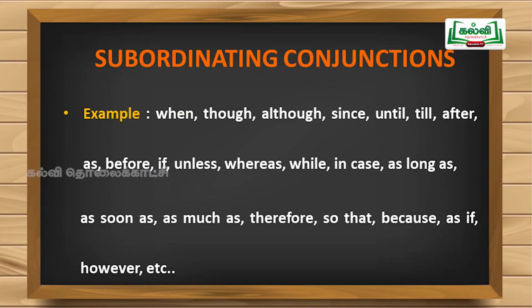Right. Next, we will go to the next type of conjunction, which is the subordinating conjunction. So subordinating conjunction always comes with not very important sentences, like the conjunctions when, though, although, since, until, till, after, as, before, if, unless, whereas, while, in case, as long as, as soon as, as much as, therefore, so that, because, as if, however, and the list goes on like that, right.